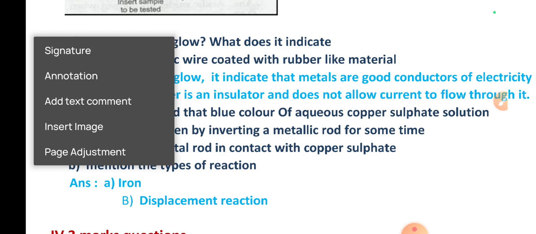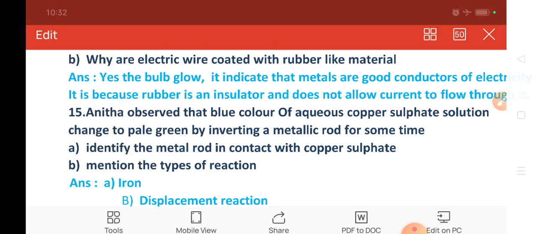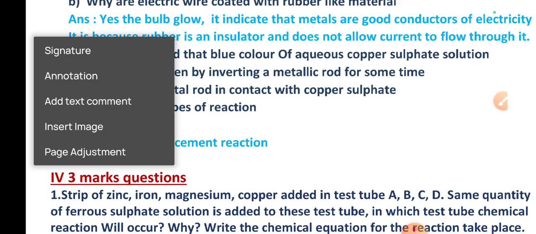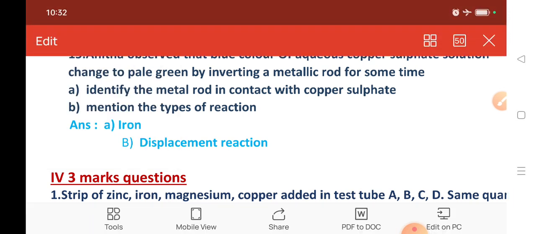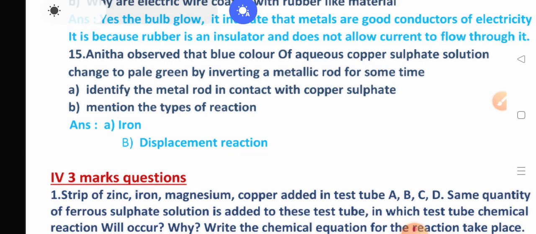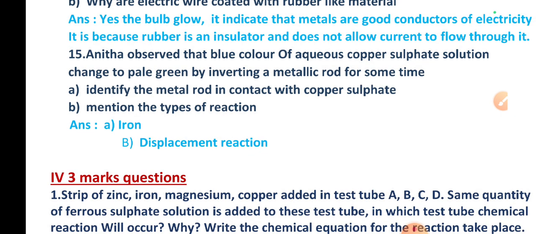Then next, Anita observed that the blue color of aqueous copper sulfate solution changed to pale green by inserting a metallic rod for some time. Identify the metal rod in contact with copper sulfate. Mention the type of reaction.